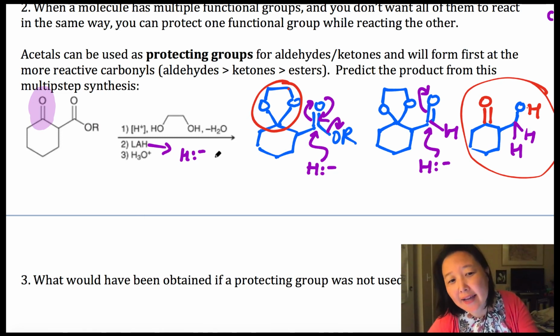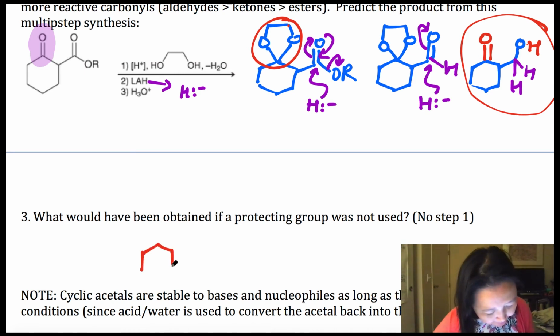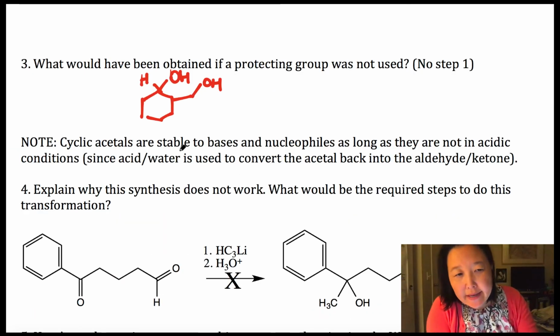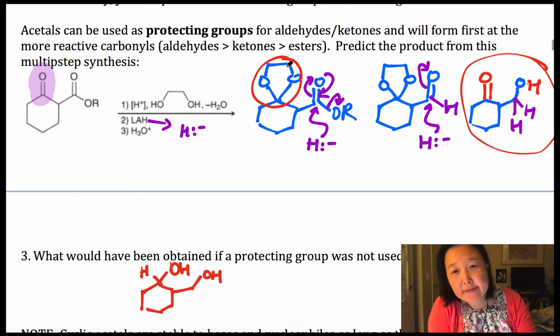If I did not protect it, you would imagine that this would be the first to get reduced. And so we would probably end up with a combination of, first all of these would get reduced, and then eventually the ester would get reduced as well. So most likely we would end up with something like this. So it turns out that cyclic acetals, you can see that they're affected by acid.